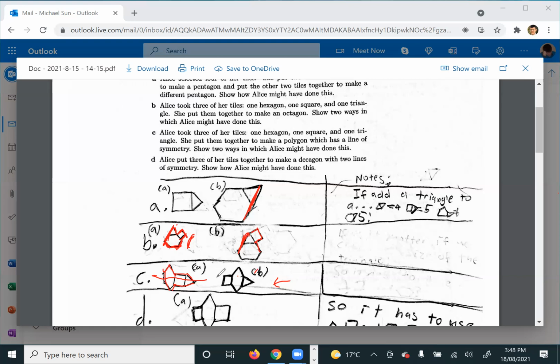Oh, hold on, there's this line of symmetry here, right? But see what happens if you don't draw a line of symmetry? People won't know what you're talking about sometimes. But it really is obvious that this is a line of symmetry, right? So it does have a line of symmetry.